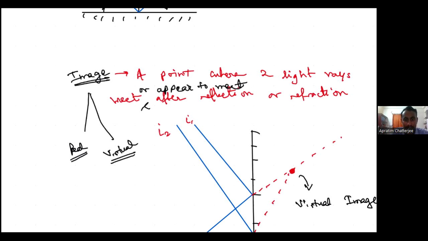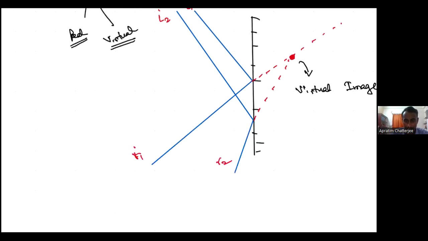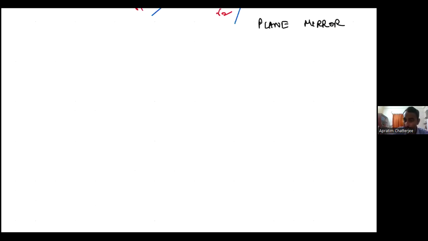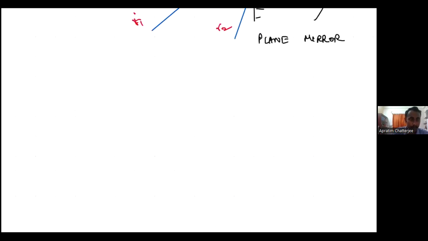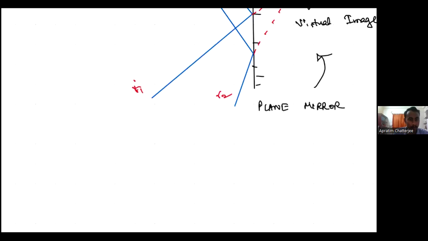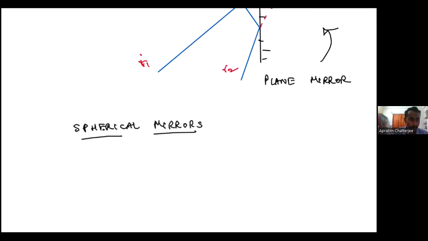All right. Now, a plane mirror always produces a virtual image. A plane mirror can never produce a real image. But there are some mirrors which can produce both real and virtual images. Those mirrors are called spherical mirrors, and there are two types of spherical mirrors. One is called a concave mirror, and the other one is called a convex mirror.